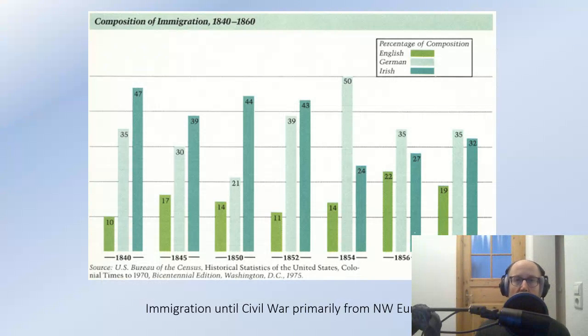Now, I want to dive in here just a moment to the immigration patterns to America in the decades leading up to the Civil War. And what we see in this graph is that throughout the 1840s and 50s, the overwhelming majority of people coming to America were either English, German, or Irish. And if you combine those three, say in 1840, you have 10 and 35 and 47. That's 92% of the immigrants coming to America from one of those three European countries.